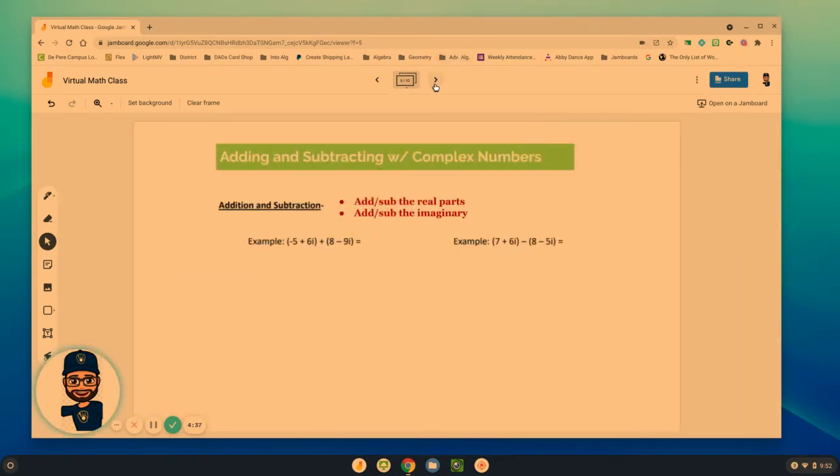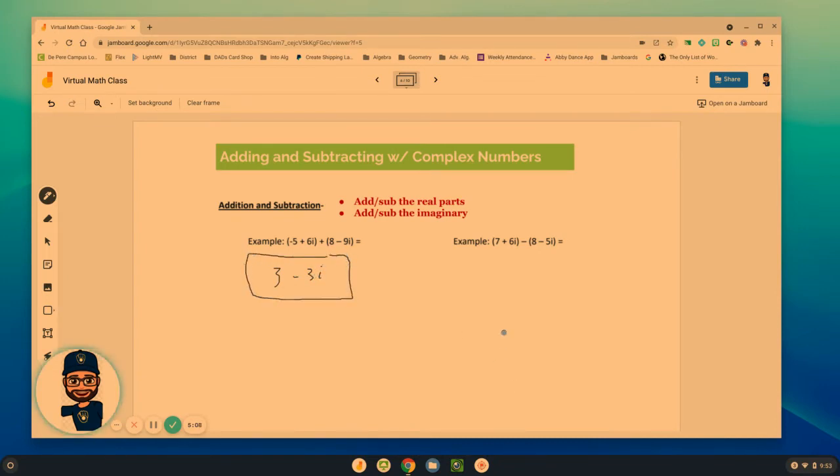So here are a couple of examples for adding and subtracting with complex numbers. Think of this as like terms. But the like terms in this case are adding and subtracting the real parts together, and then adding and subtracting the imaginary parts together. Negative 5 plus this 8 would give me 3 for the real parts. 6i plus negative 9i would give me negative 3i for the imaginary parts.